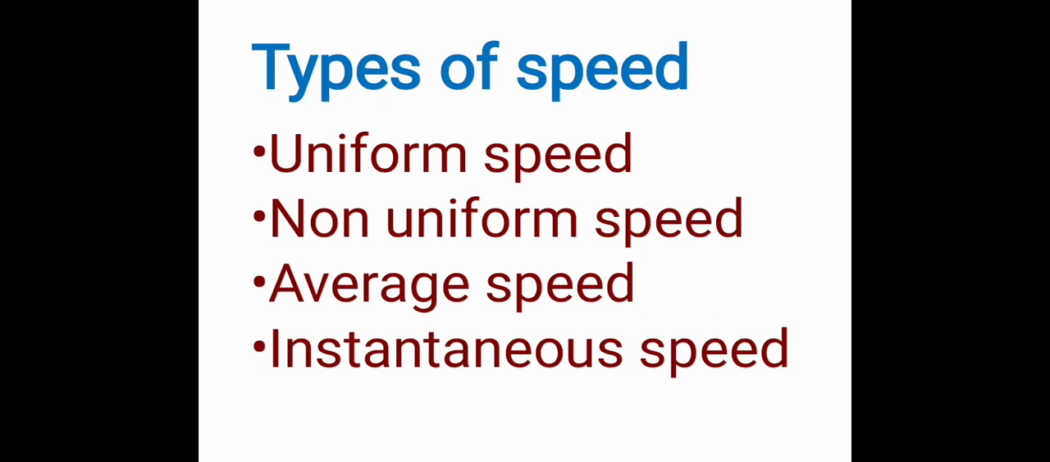Next, what are the types of speed? There are 4 types of speed, that is uniform speed, non-uniform speed, average speed and instantaneous speed. So you can analyze the speed of a body in various ways. And we know that there are various types of speed. In that, basically we have 4 types: uniform speed, non-uniform speed, average speed and instantaneous speed. Let us study in detail about all these in the next class.